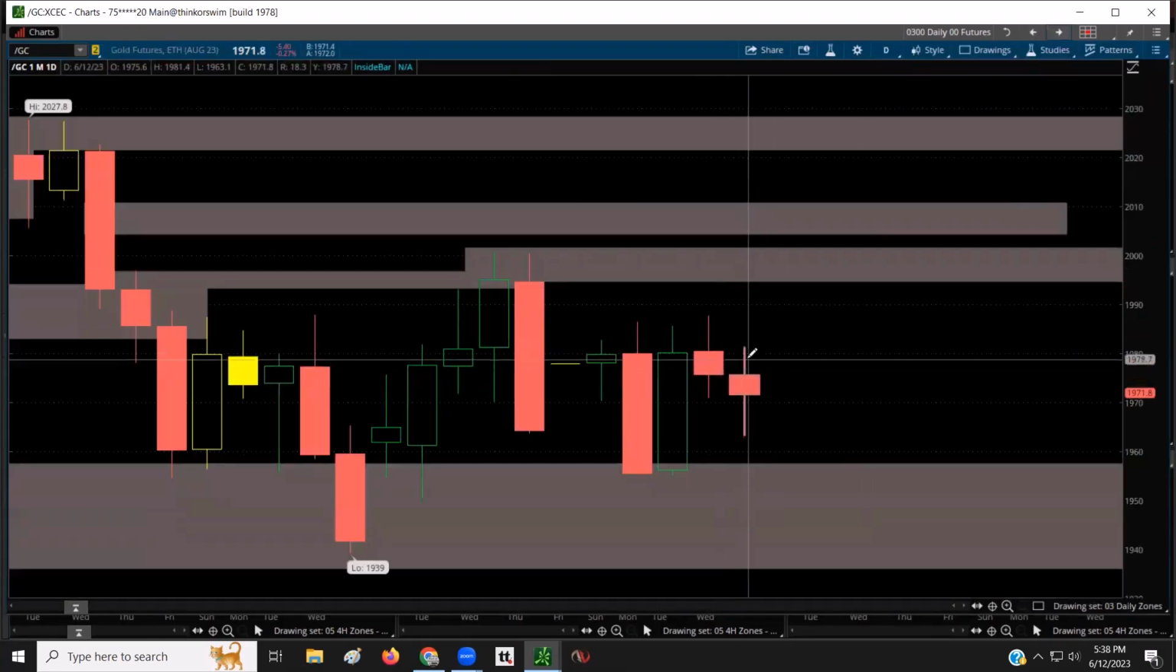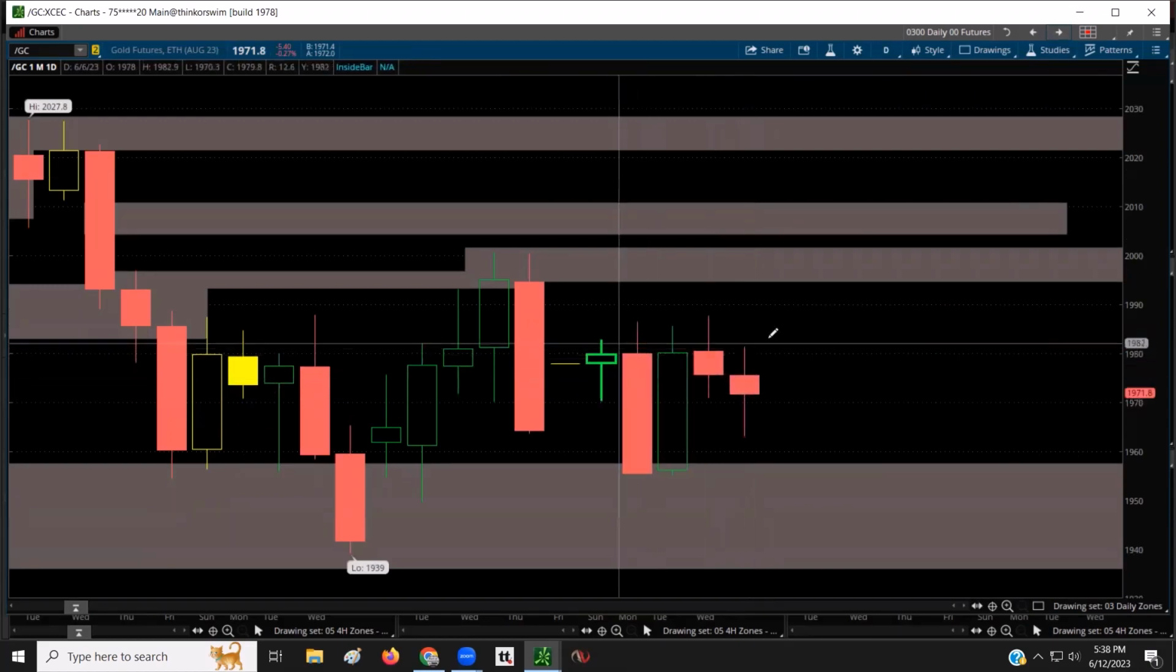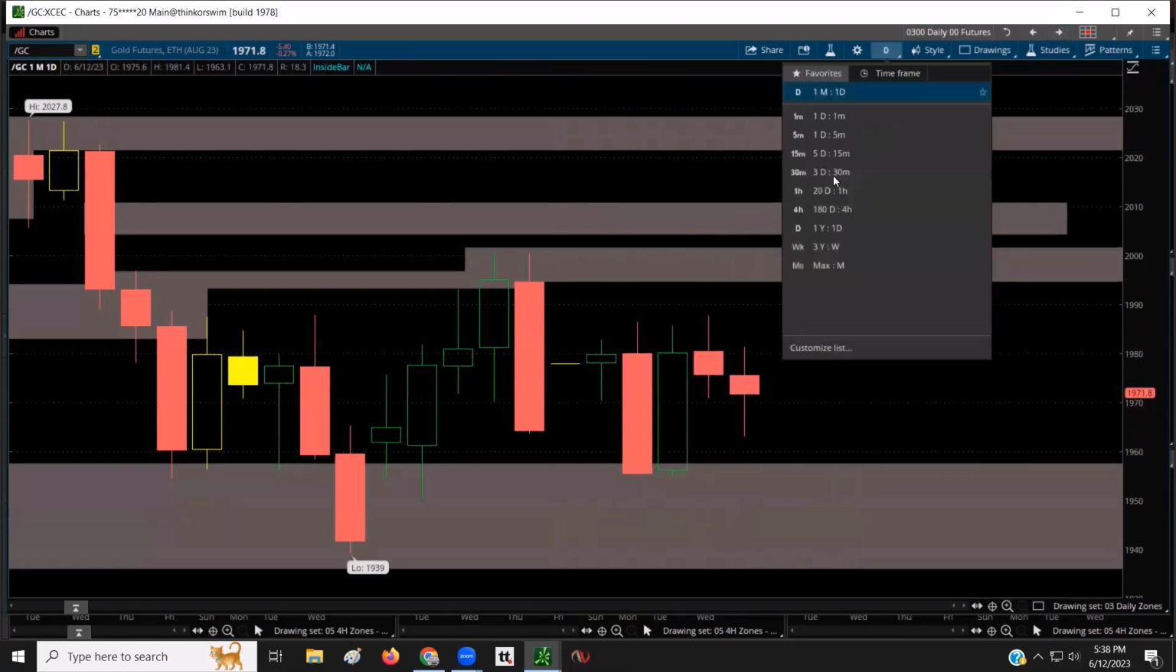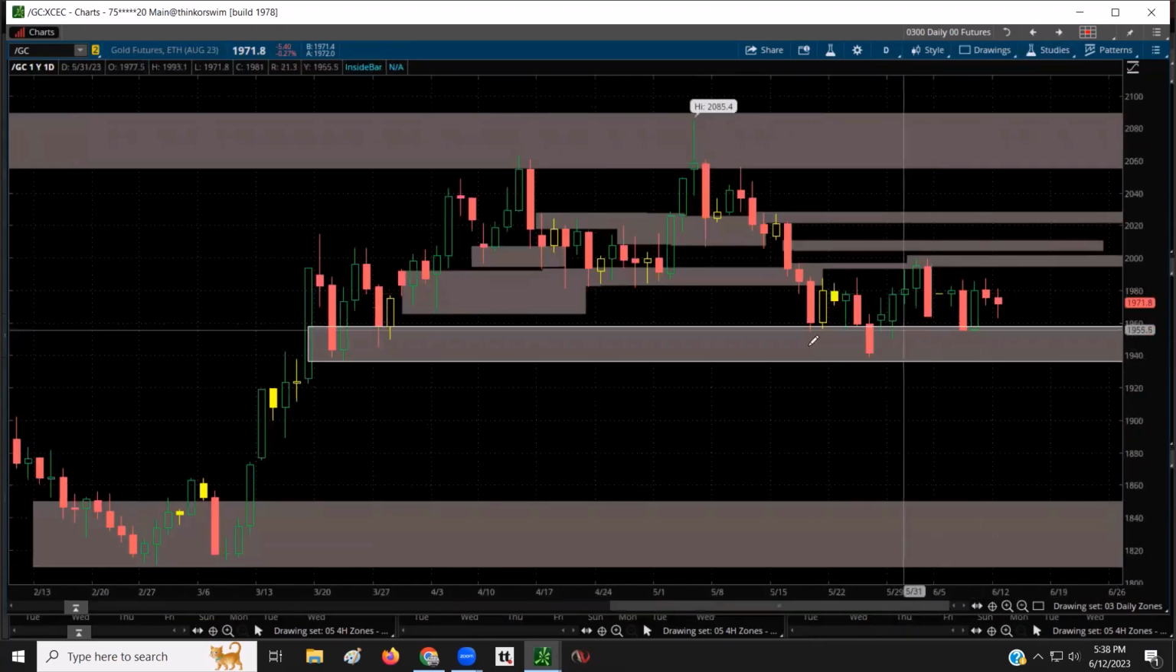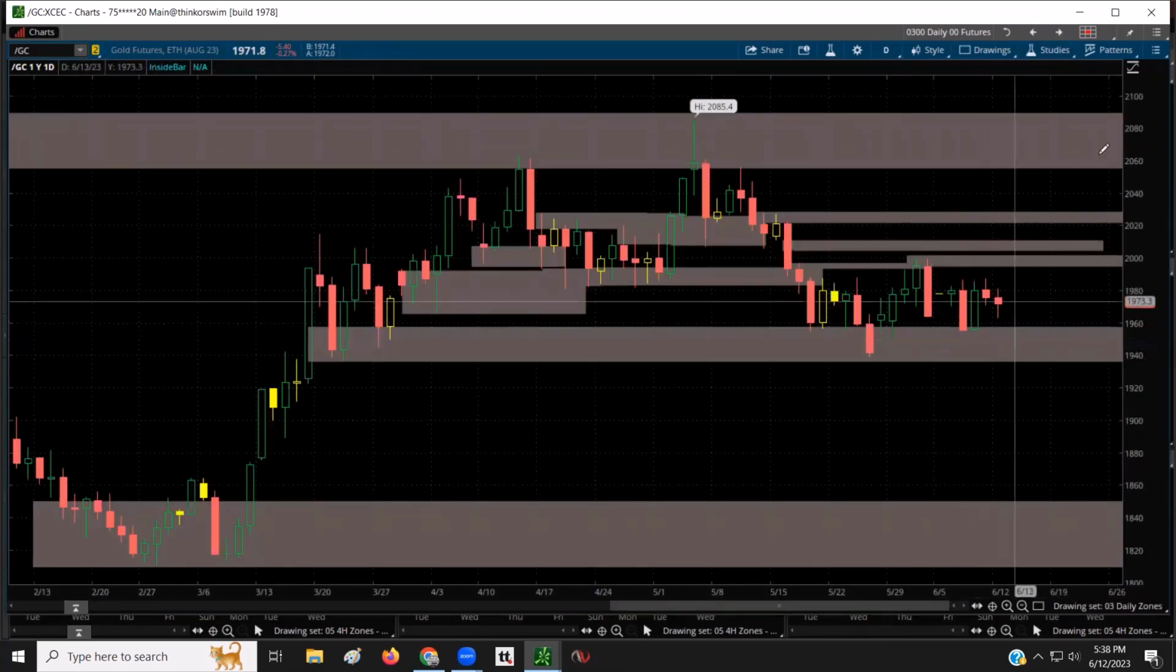Gold, red, lower low, lower high. Still, it's major consolidation here. Going back inside a demand zone. What do we do when it's in a demand zone? You take it to the faster time frame and look for trade setups.